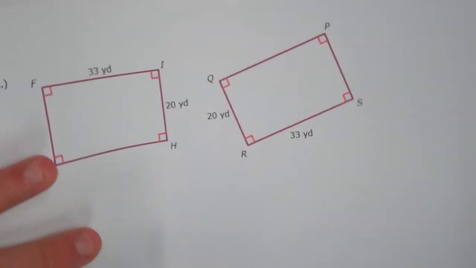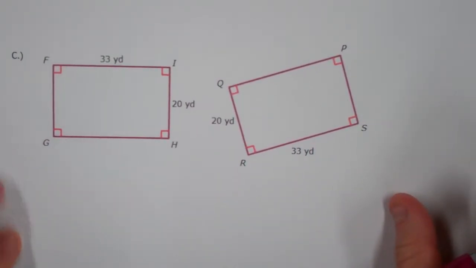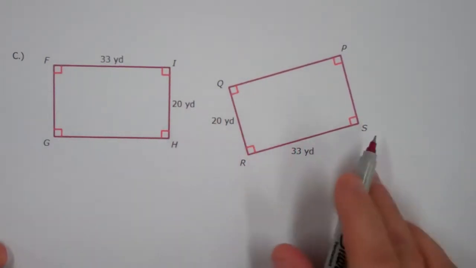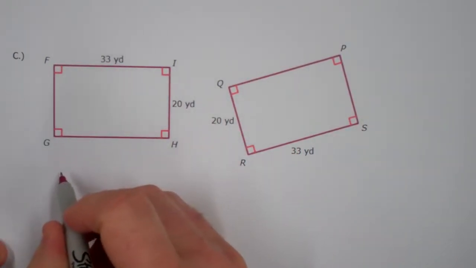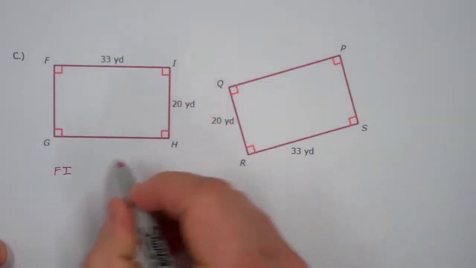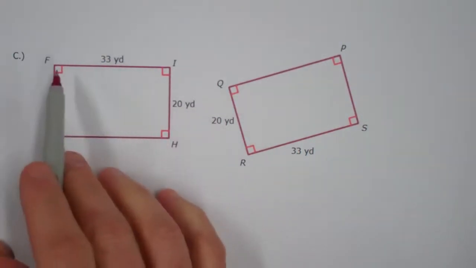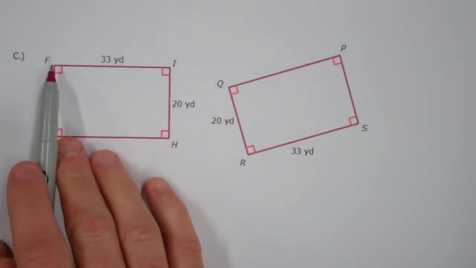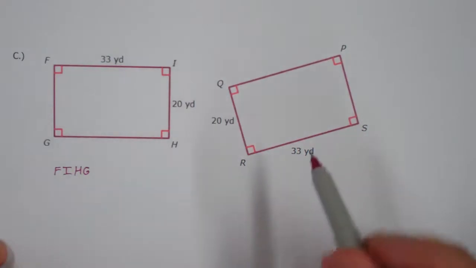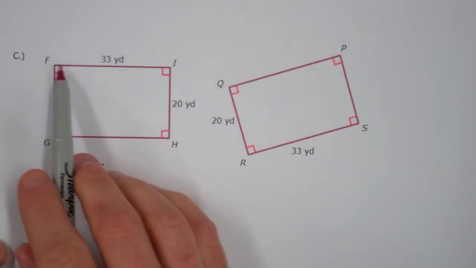We've got one more part of this one, part C. We're going to write the congruency statement with these two rectangles here. One that you could possibly write would be FIHG, and we can go clockwise or counterclockwise, but we wouldn't want to skip around. We wouldn't want to go F, H, I, and then G. That wouldn't be good.